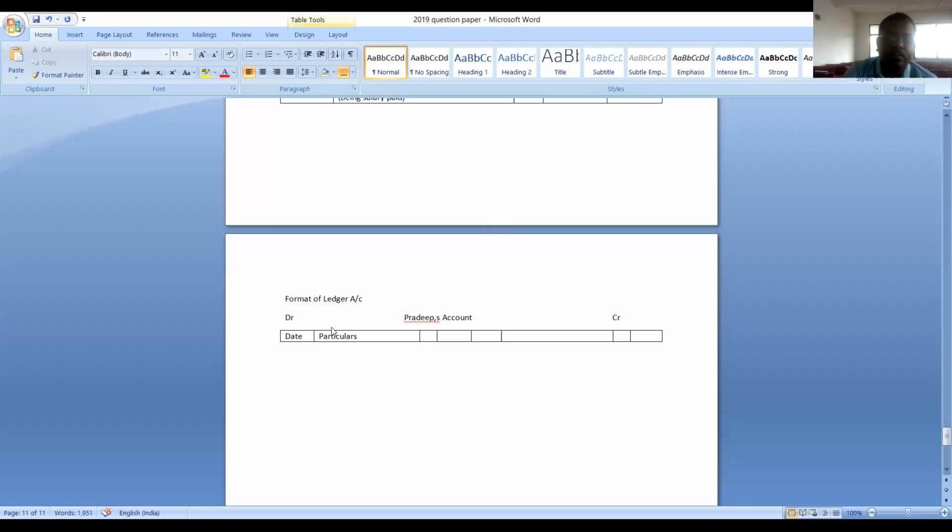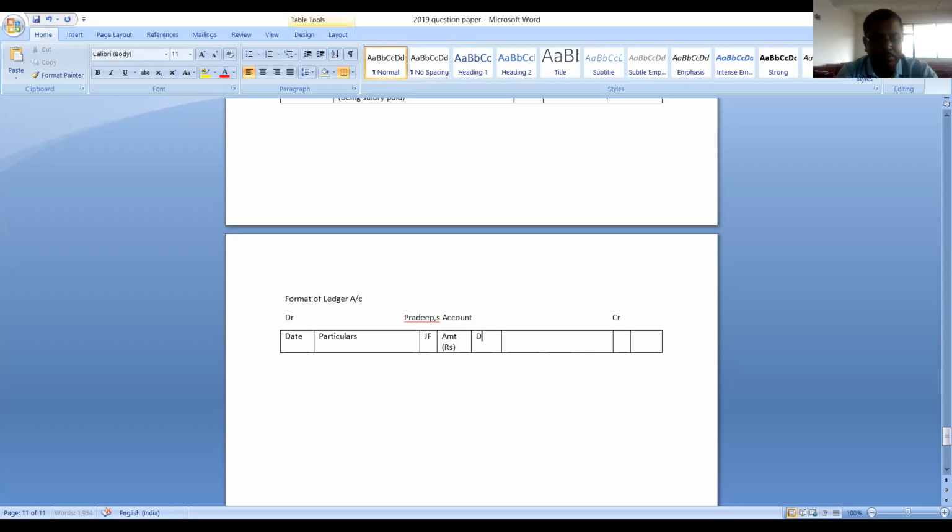The first column is meant for the date of the transaction. The second column is meant for particulars. The third column is meant for JF. JF stands for journal folio. And the fourth column is meant for amount in rupees. The same columns will repeat on the credit side of an account.